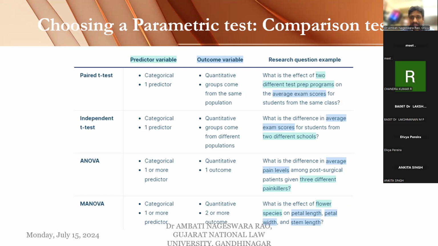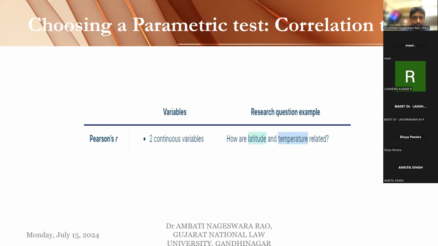If you look at the independent sample test, what is the difference in average exam scores for students from 2 different schools? For example, we have CBSE board and state board, or international board, state board, or public school, private school. We have 2 different groups, right? State board, central board, whatever you take. If they want to understand whether there are any differences in the exam scores of the students, I have only 2 groups. So I can go with the independent sample t-test.